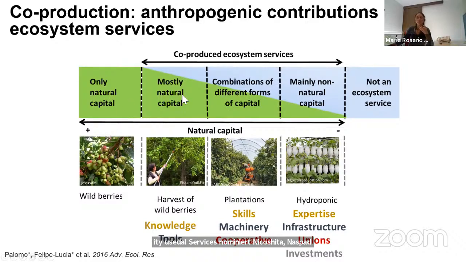But when we use some tools or knowledge in order to know that these fruits are edible, we are already using some anthropogenic assets. And this increases, for example, in the case of plantations, where we have some skill, we have some machinery, and even more, for example, in the case of hydroponic agriculture, that has very little natural capital and is mostly anthropogenic contributions. And we could arrive at a point where everything is human-made and there is no nature in it, so there would not be an ecosystem service at all.